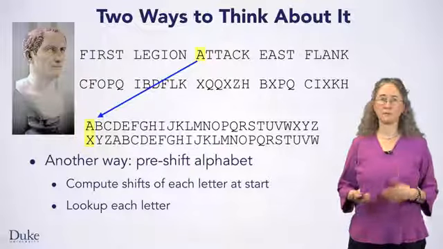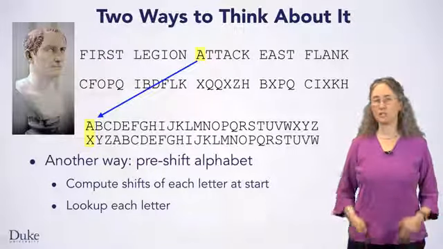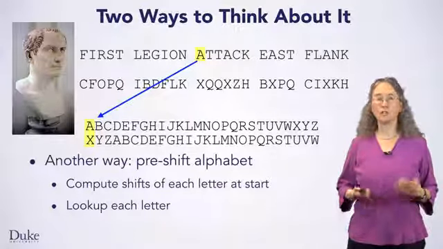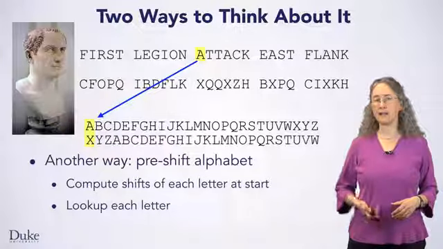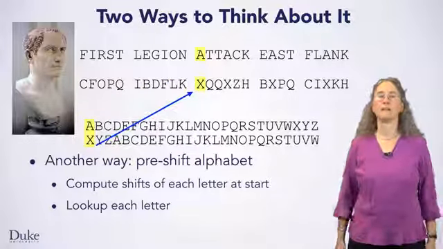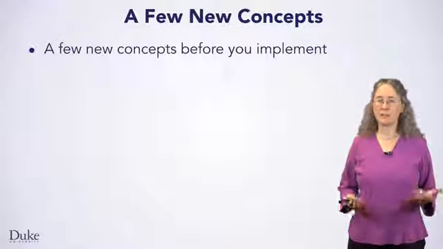For A, which wraps around to X, you do not have any special case. Again, you just find A in the original alphabet, look at the letter in the same position in the shifted alphabet, in this case that letter X, so you write down X in your encrypted message. Great. Now you know the basic ideas behind a Caesar cipher.